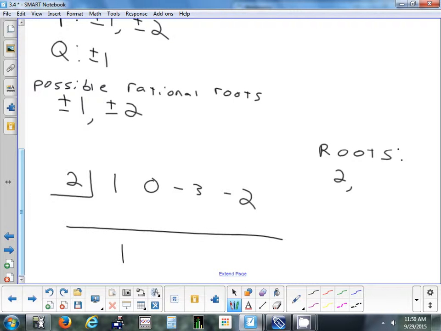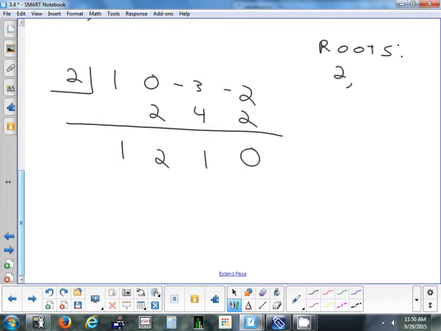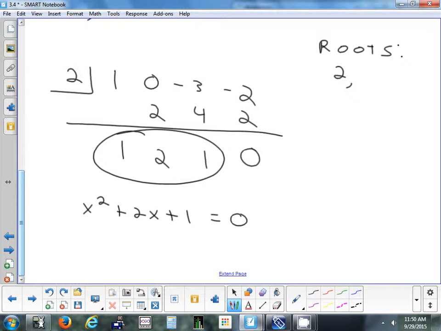Right, so I get 1. 2 times 1 is 2. 2. 4. If I make a mistake, just let me know. 2. 0. Okay, so we already knew we're going to get a remainder of 0. But this is the part I'm interested in. Now we're going to find the roots of the quotient. So we get x squared plus 2x plus 1. And that's factorable.